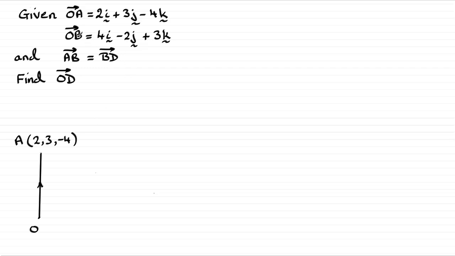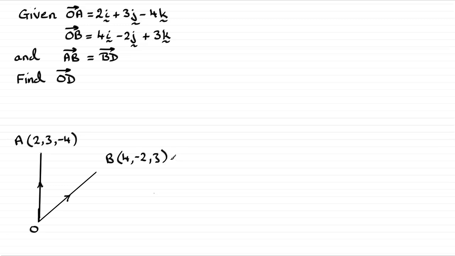Now we've got the position vector of B. So I'm just going to say then that, let's say it goes from here to, let's say, that point there, okay? And that's the point B, and I'm marking its coordinates as 4, minus 2, 3.